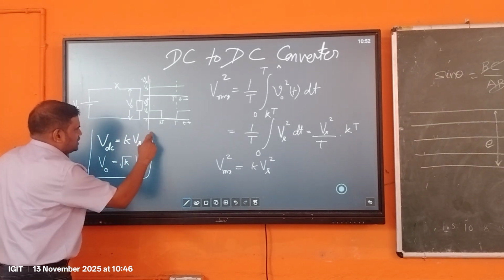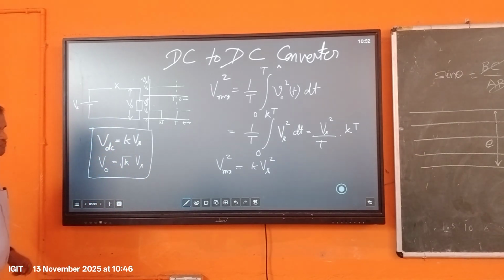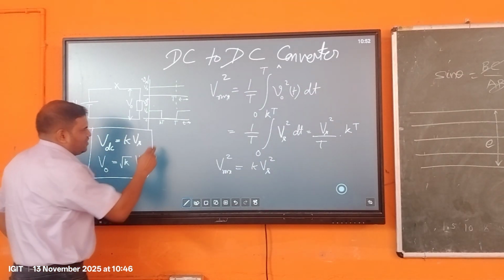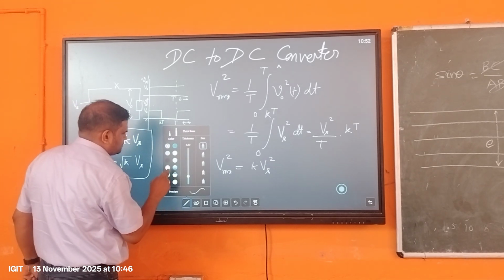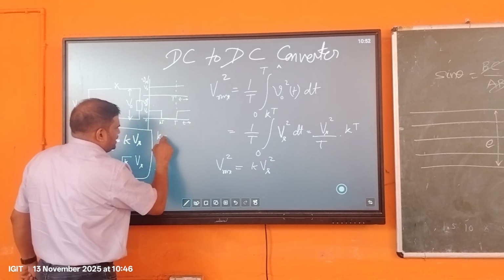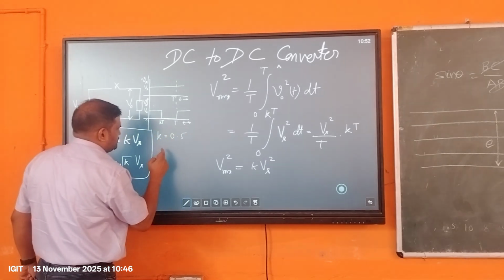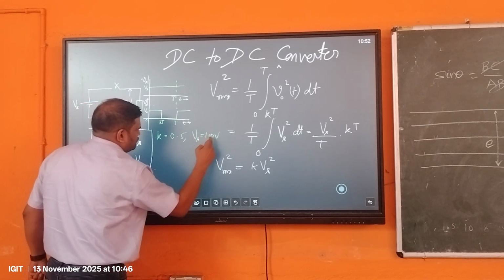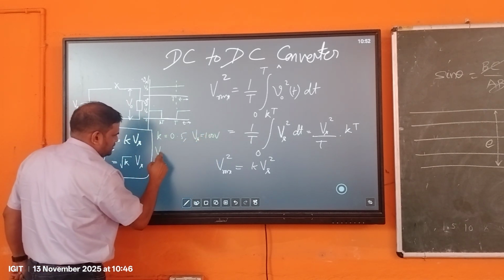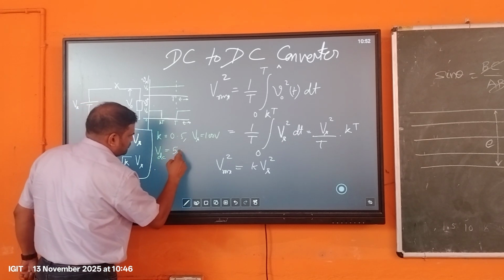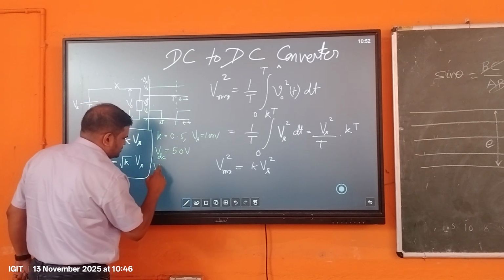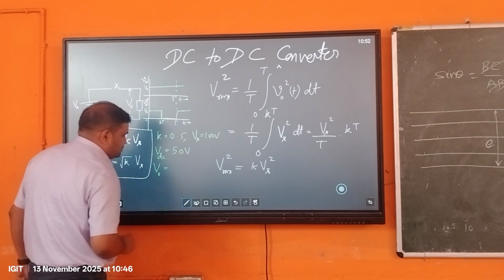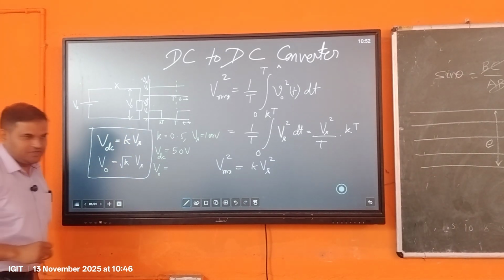So these are the two outputs we get. One is the DC output voltage and one is the RMS voltage. Let us say the k value is equal to 0.5 and Vs is equal to 100 volts. So from this, the DC voltage is equal to 50 volts and the RMS voltage is equal to 70.7.